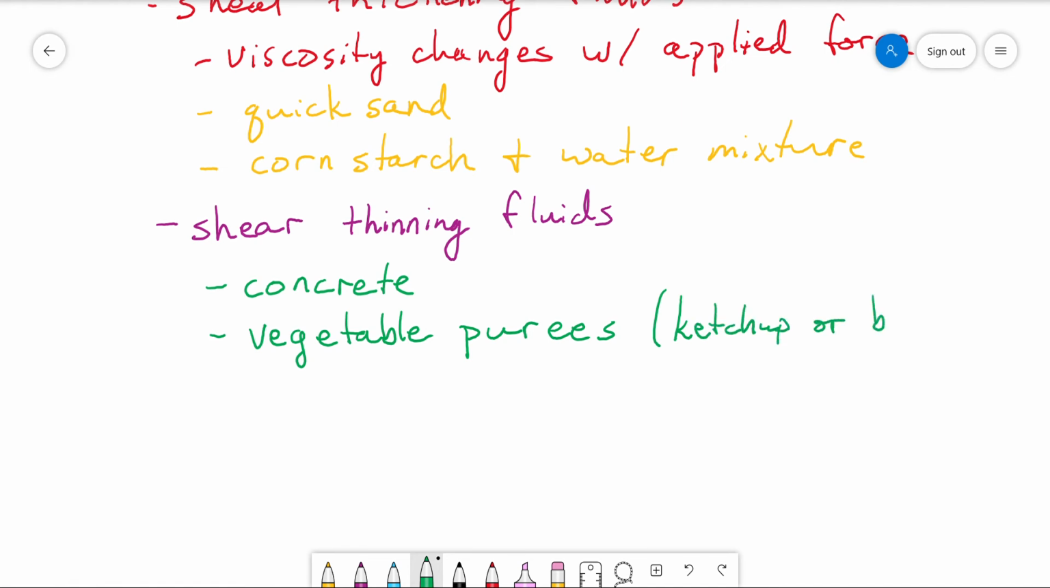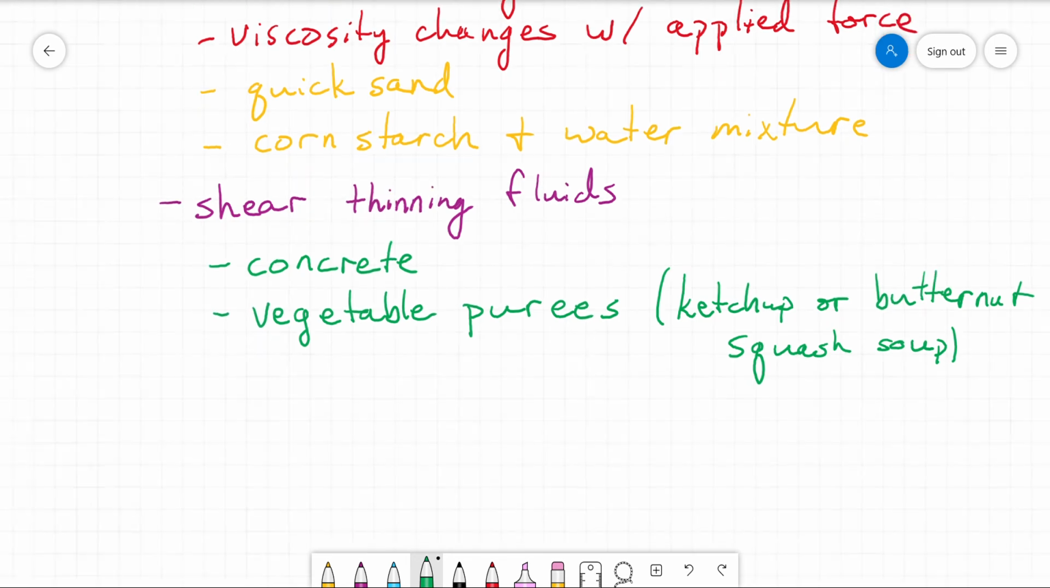Like ketchup or butternut squash soup. So you guys all know that ketchup doesn't really like to flow out of the bottle very well, but if you give it a little tap on the bottle, it comes pouring out. Why? You apply a shear, you change the viscosity. There's a lot of stuff going on there. Obviously, we're not talking about why. Butternut squash soup is the same.